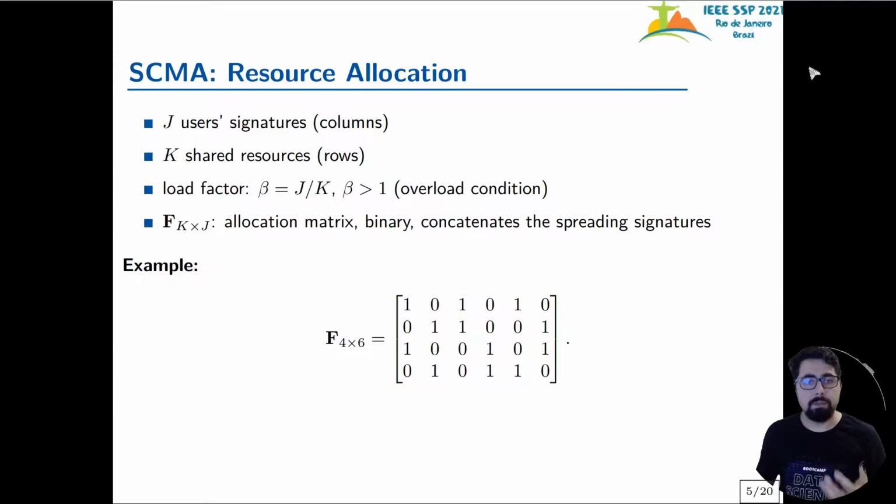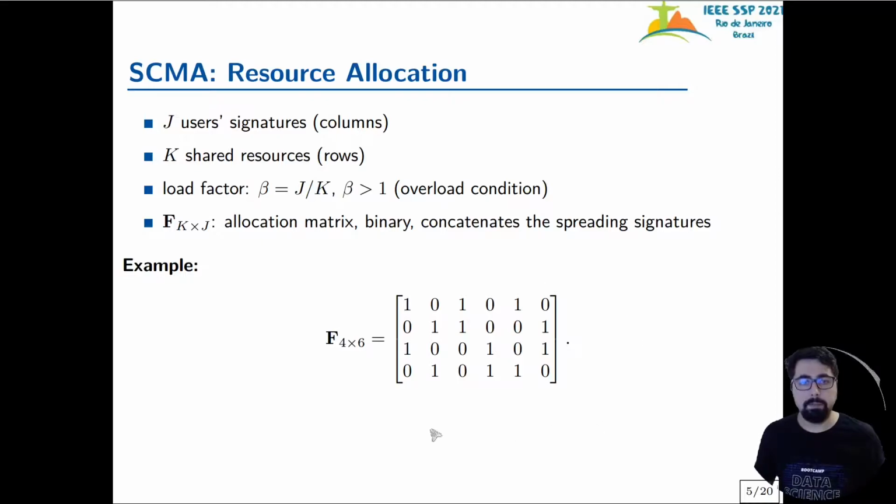SCMA is strongly based on resource allocation with sparse signatures. Consider J users transmitting over K shared resources. The resource allocation matrix F has K rows corresponding to available shared resources and J columns with the corresponding users' signatures. Load factor is named beta and is calculated J over K, which is assumed to be always greater than 1. That means overload condition: more columns, users, than rows, resources.